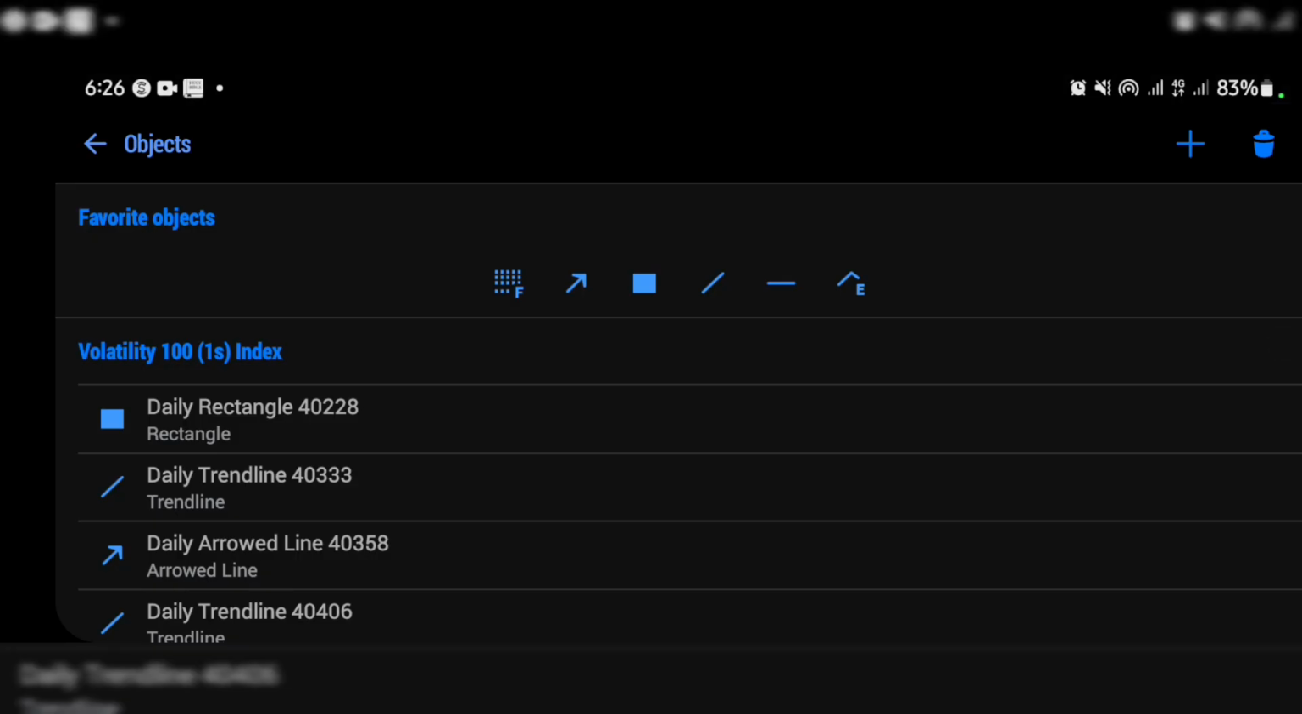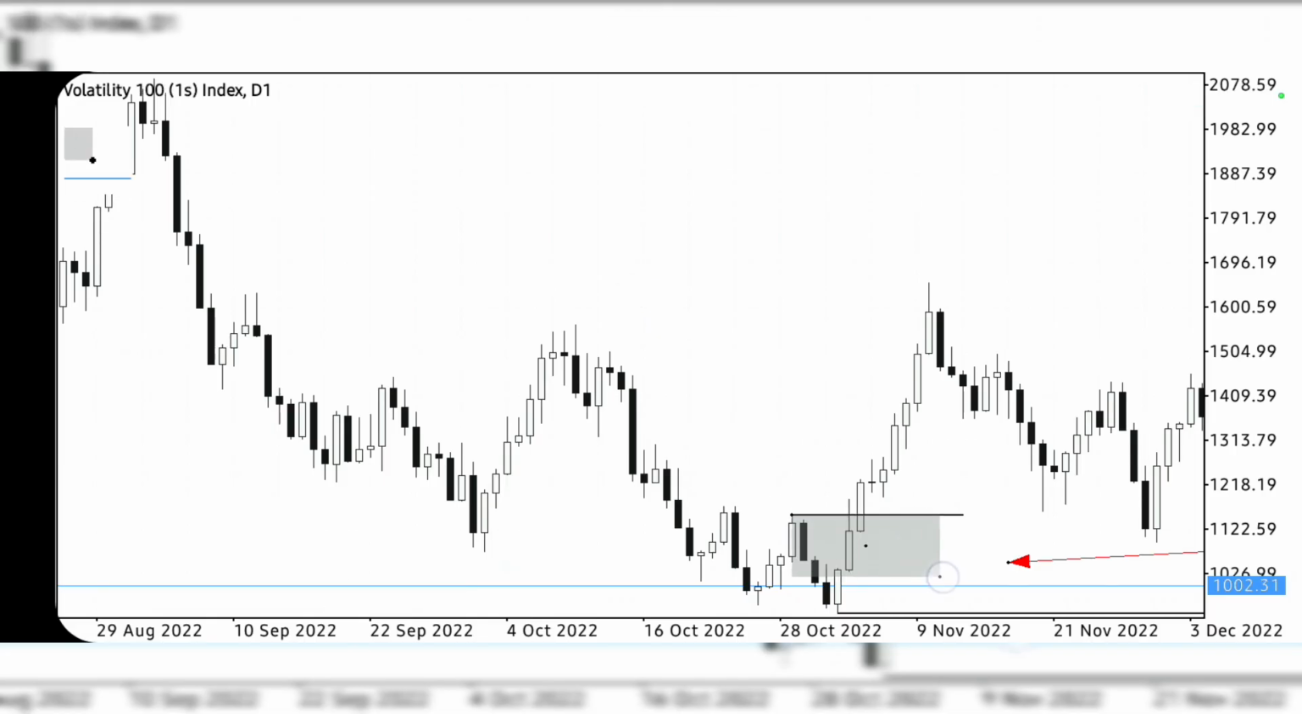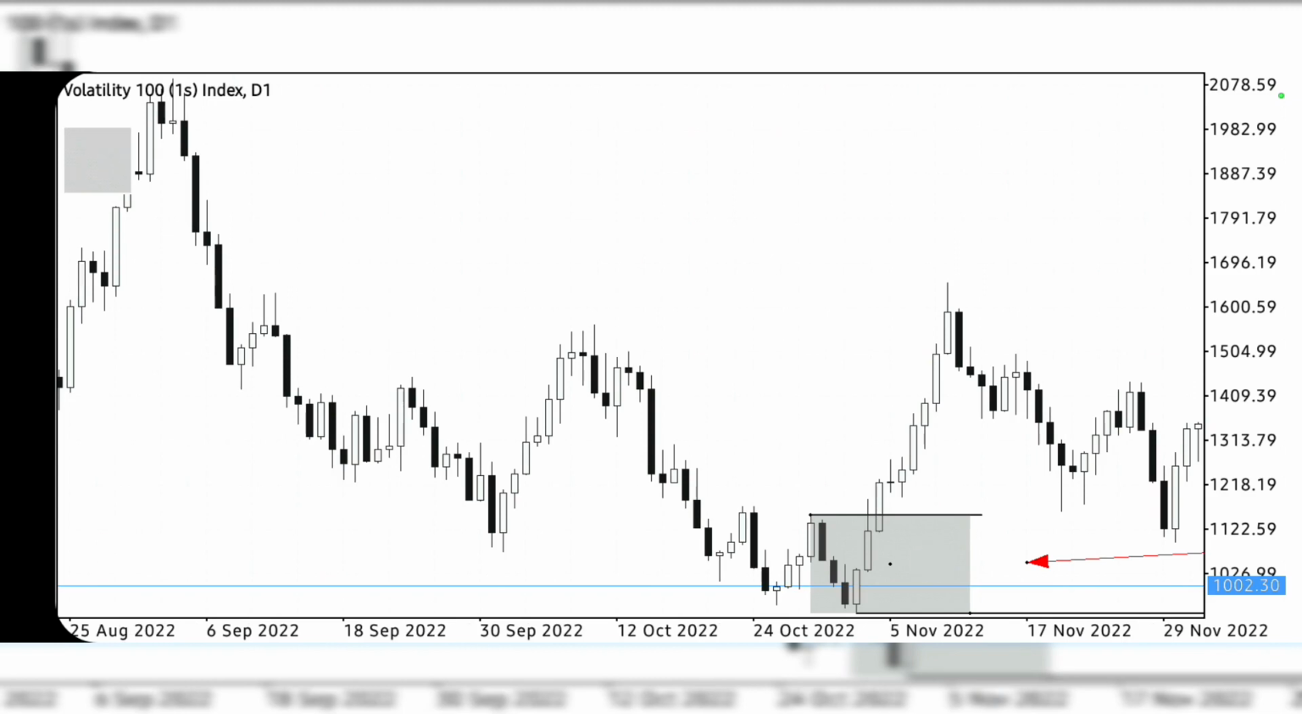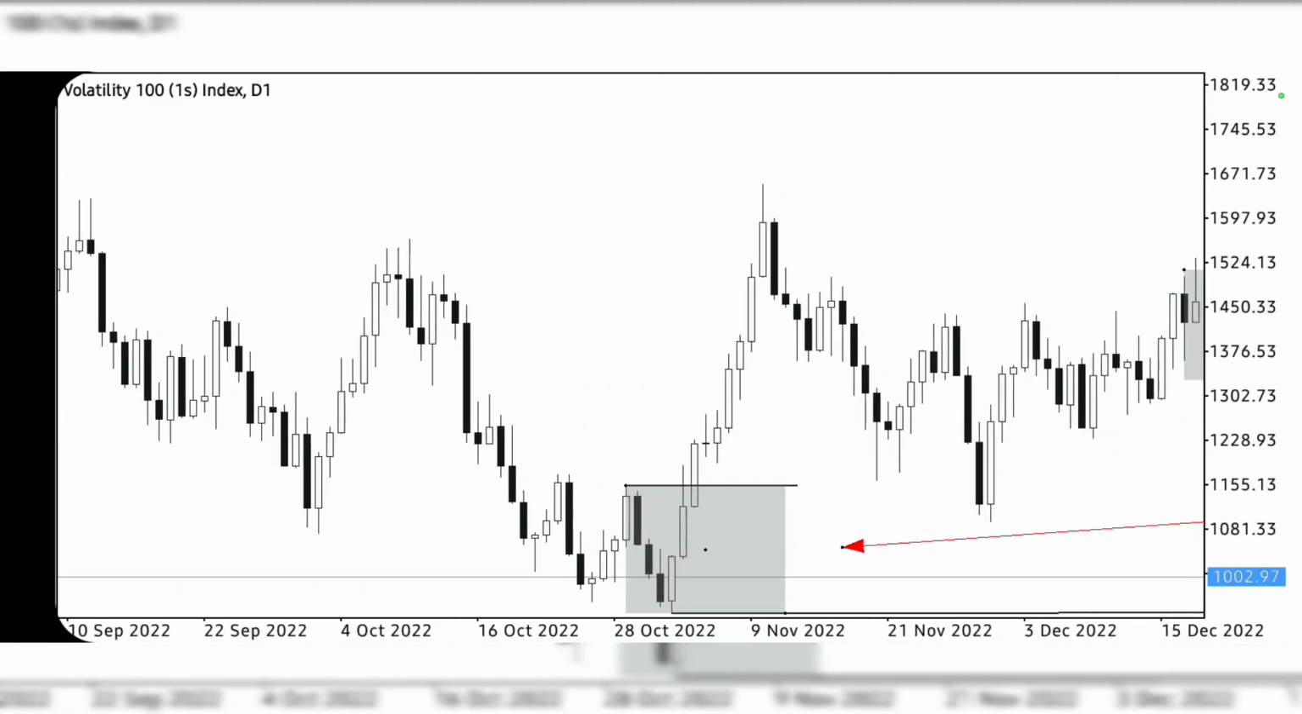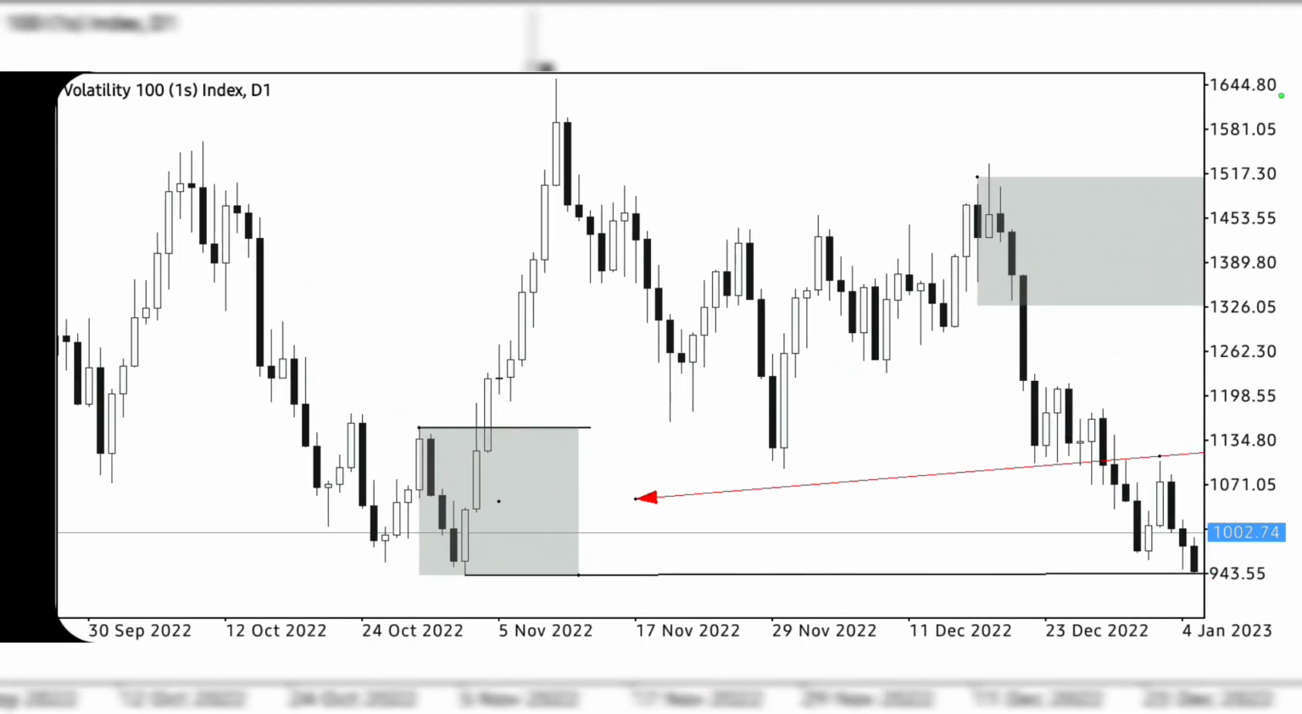Now from this high to this particular low is our secondary point of interest. From the high where we had our break of structure for the pullback to this low is our secondary point of interest. That is our secondary point of interest.